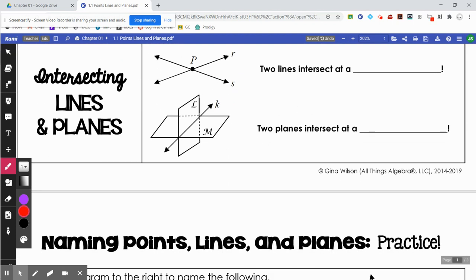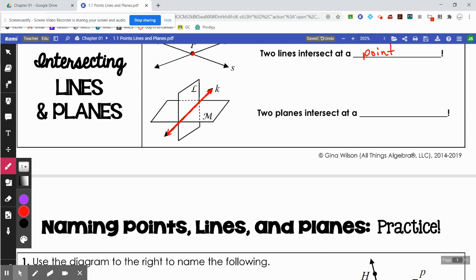Intersecting lines and planes. Two lines will always intersect at a point if they have points of intersection. And two planes, if again these planes are going forever in each direction, so therefore where they cross will always go forever in this direction. So therefore two planes will intersect at a line.